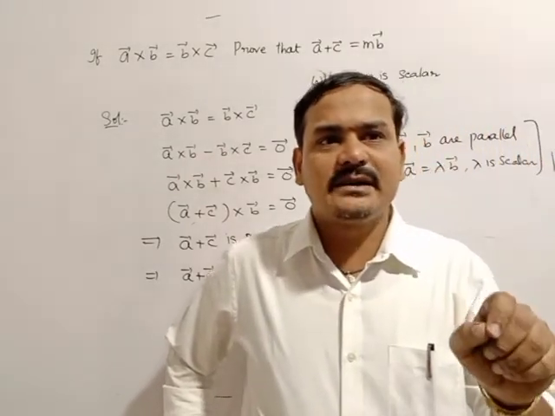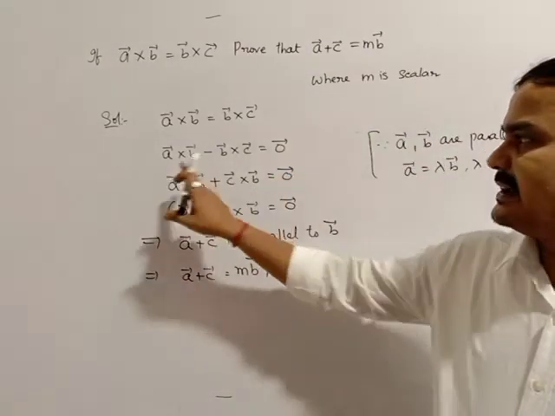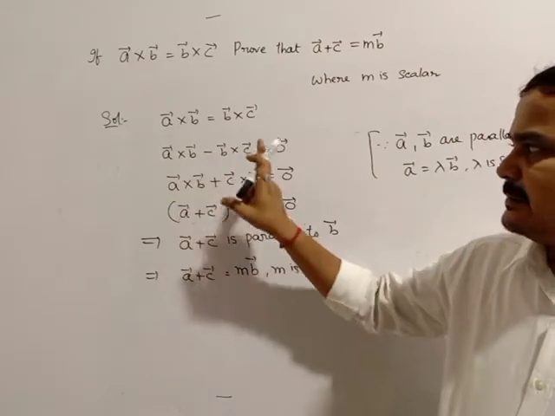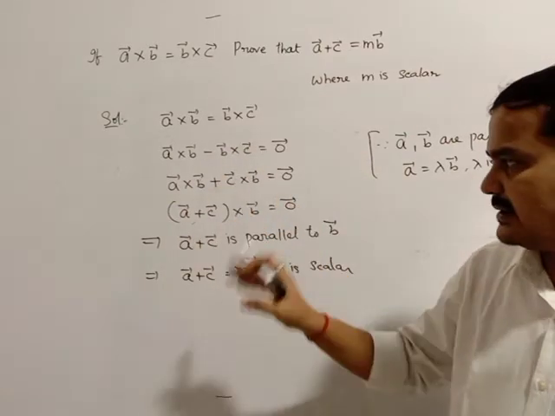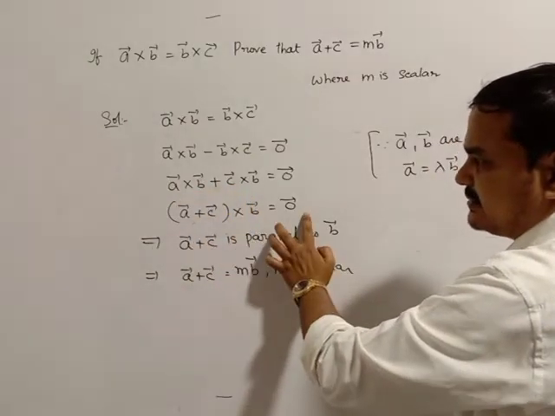First of all, A bar cross B bar is equal to B bar cross C bar. After that, I take it common from here: A bar cross B bar minus B bar cross C bar is equal to 0 bar. Minus of B bar cross C bar is equal to plus C bar cross B bar. Again, take the distributive property: A bar plus C bar cross B bar is 0.